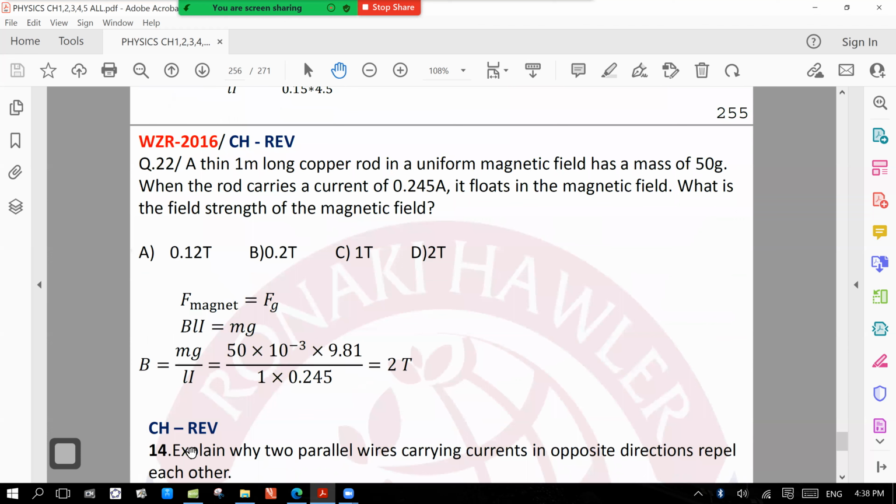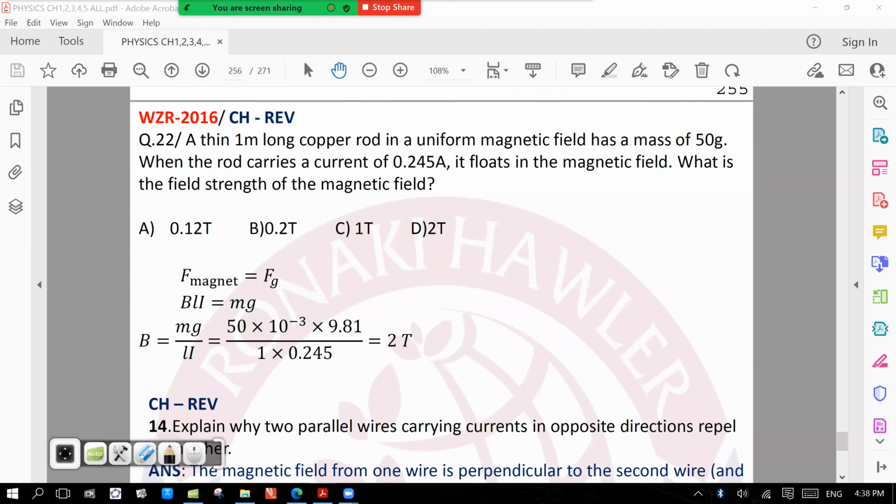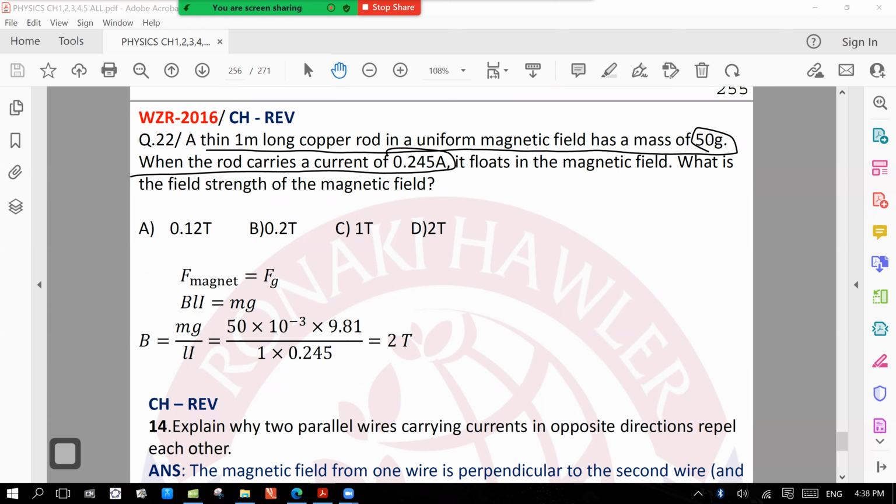Okay, we have this question from chapter review, question 22. Let's just answer that question. A 1 meter long copper rod in a uniform magnetic field has a mass of 50 grams. When the rod carries a current, I have the mass, and I have L. It floats in the magnetic field. That's so much important. What is the field strength, the magnetic strength of the magnetic field? I have to find the B.